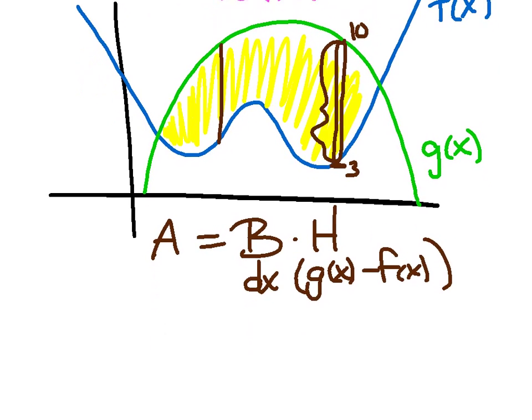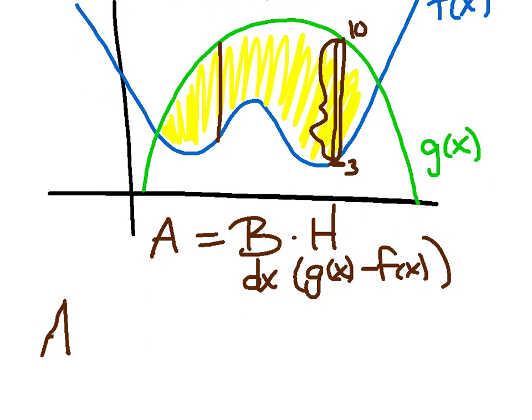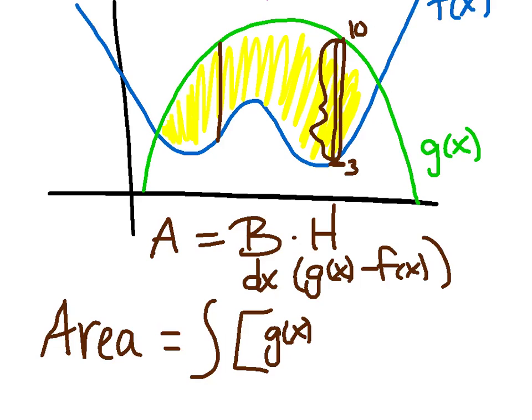So to put this all together, the area underneath that curve is equal to the integral, and the integral is going to add up every possible rectangle. And please use brackets, just as I did here. G of x minus f of x dx. Now, I'm going to need to throw some bounds on here.